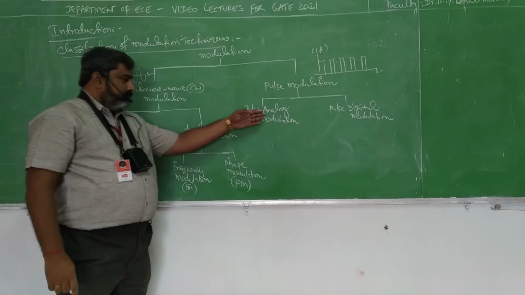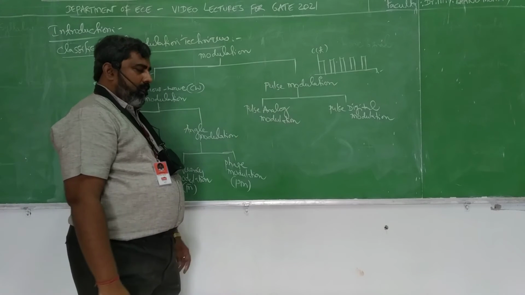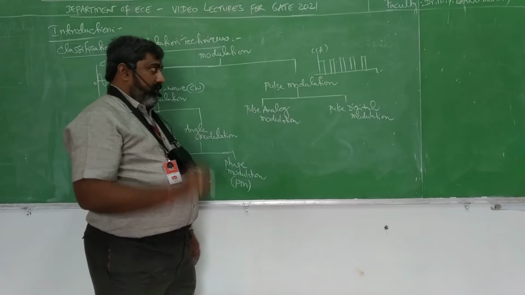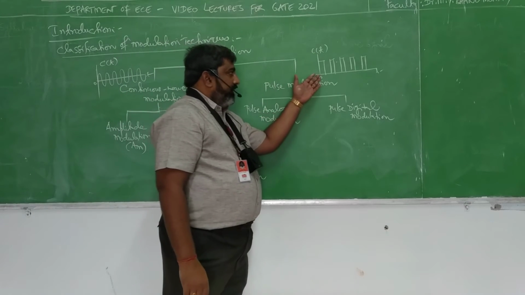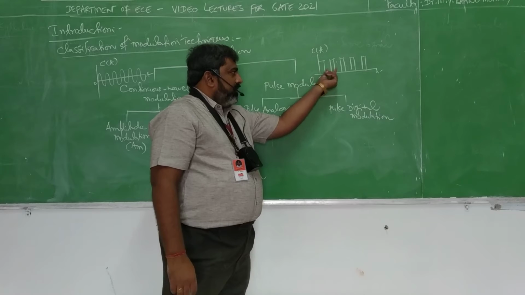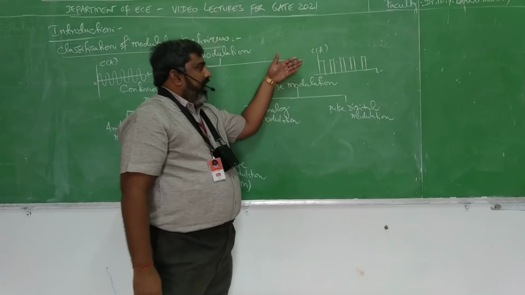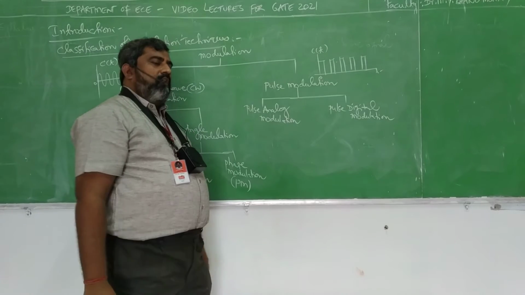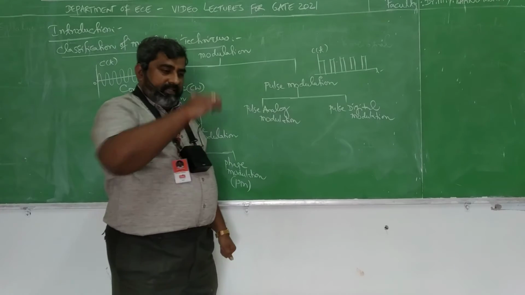Now, pulse analog modulation techniques. When you observe this carrier, it's a train of pulses. So what carrier characteristics can I change? I can vary the amplitude of this pulse train. I can vary the width of these pulses. Keeping amplitude and width constant, I can vary the position of these pulses. One thing you have to remember here is that the amplitude or width or position of these pulses are varied according to the sample values of the message signal. Just now earlier we have drawn the sample signal.